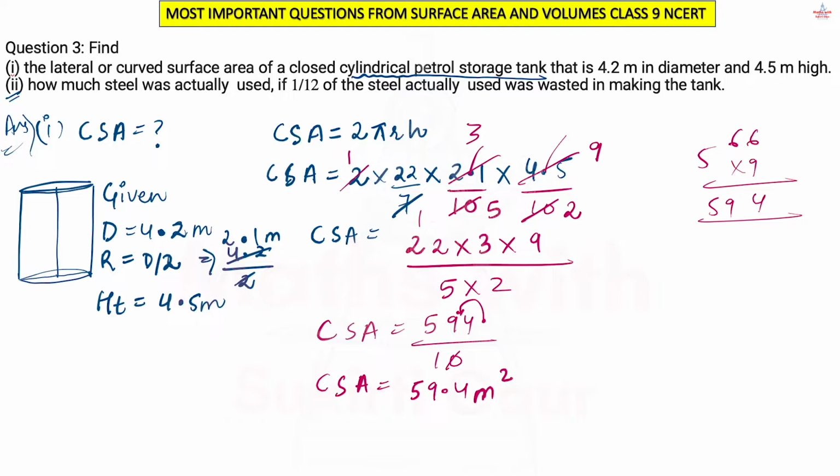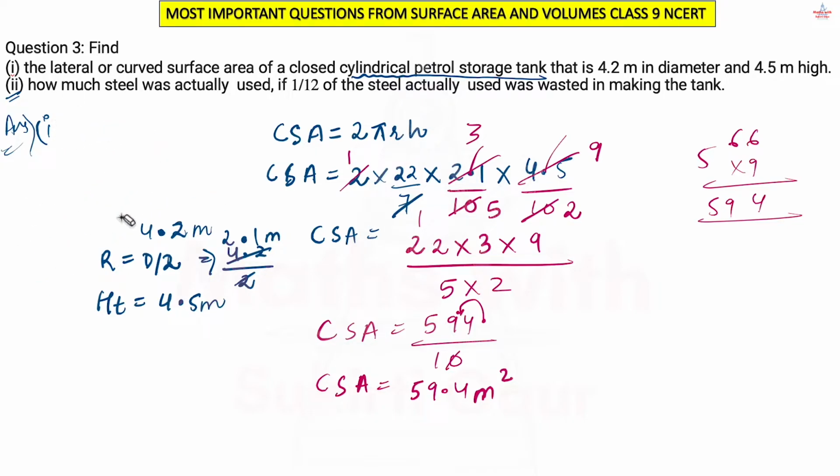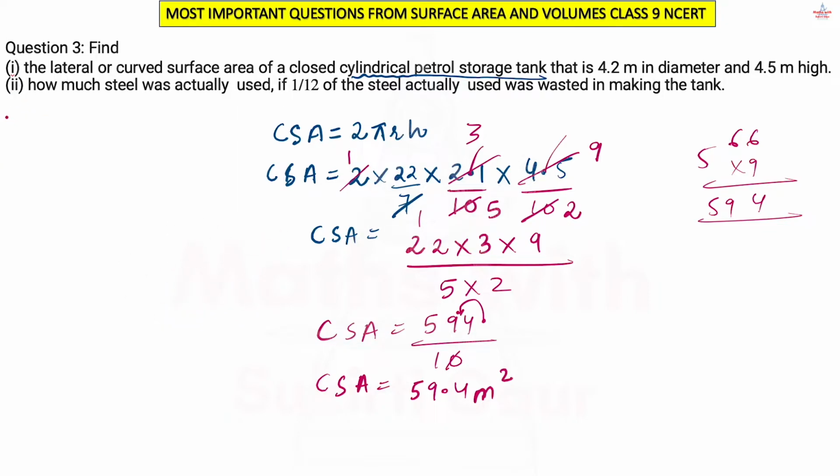Now for the second part, let me erase this one, and we will do the second part. You can play the video again and copy these things later, but for now I need space. Now in the second part, they have asked us how much steel was actually used. Means if they would have made this storage tank with steel, how much of the steel was actually used?